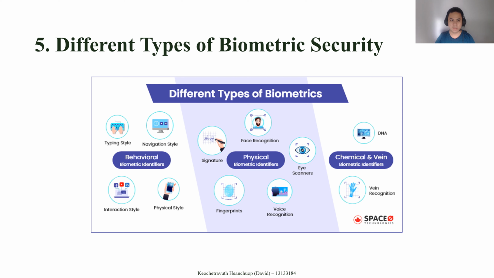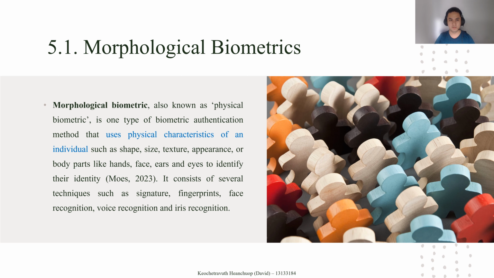Biometric security is classified into three categories such as morphological or physical, behavioral, and biological. This figure here shows some examples of each type of biometrics. First of all, morphological biometric is a method that uses physical characteristics of a user such as shape, size, textures, appearance, or body parts to identify their identity. These methods include several techniques such as fingerprint, face, voice, and iris recognition.